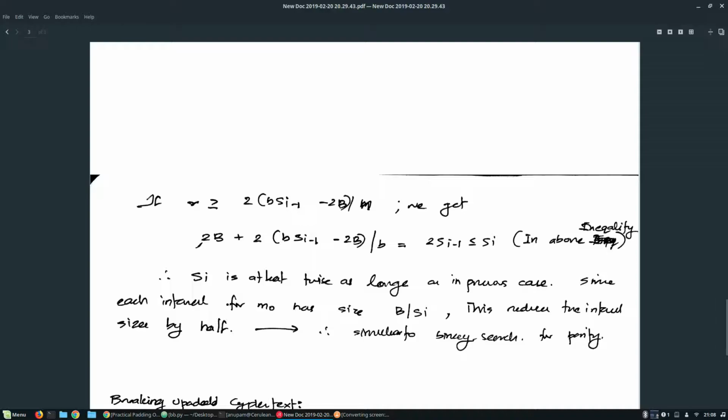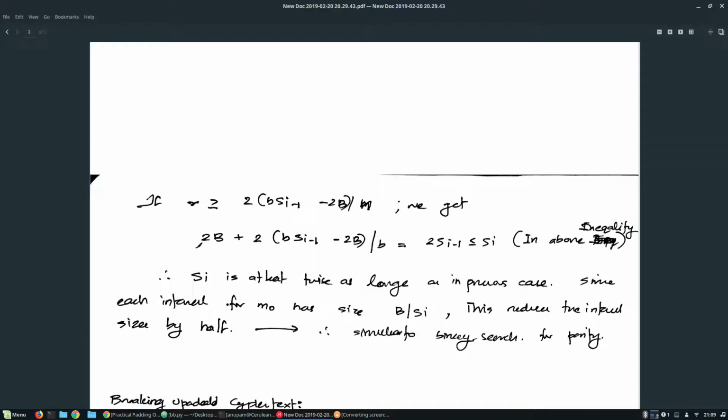So if we have a value of si which is large, it basically means that the interval size for the particular m0 is going to be small. Each interval for m0 has a size of b by si. So if we have a larger si, then the interval that we find out for our m0 is going to be small. So from this equation we found out that the interval is going to be twice as large.